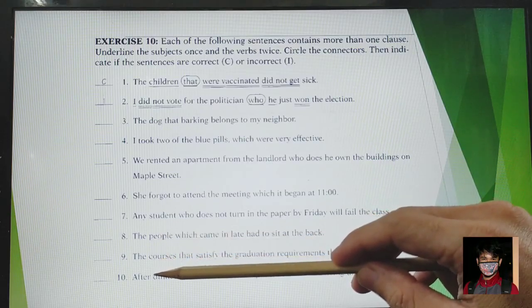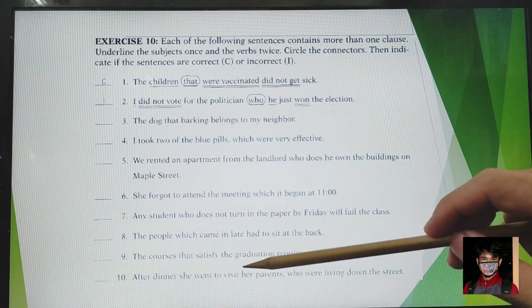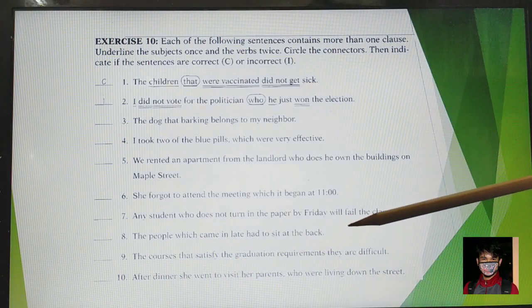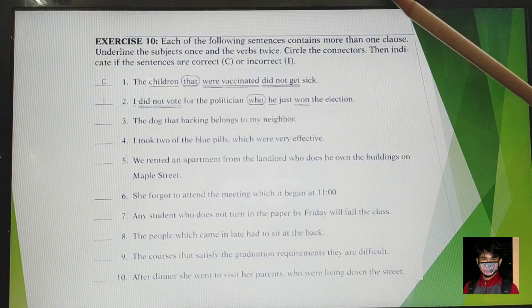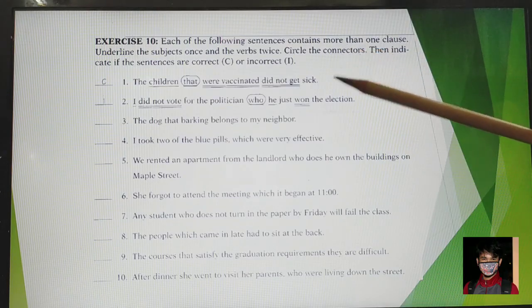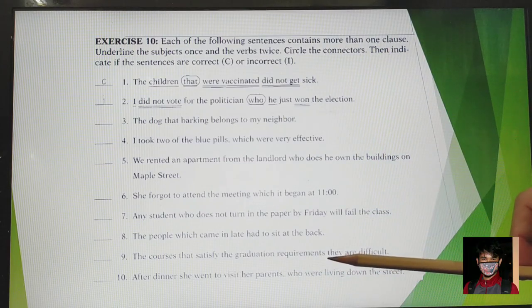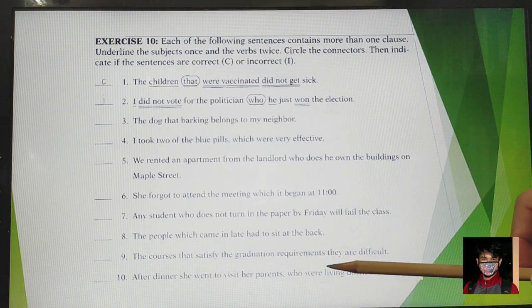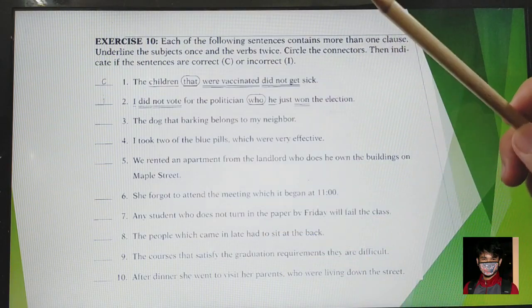Next, for number 9, the courses that satisfy the graduation requirements, they are difficult. Is it correct or incorrect? Of course, it is incorrect. Why? Because we have an extra subject here. So the extra subject, this one, just omit they. The courses that satisfy the graduation requirements are difficult. So just omit this one. Okay, what about number 10?